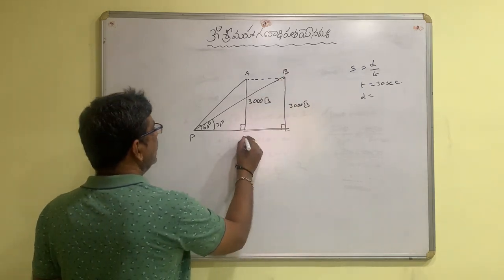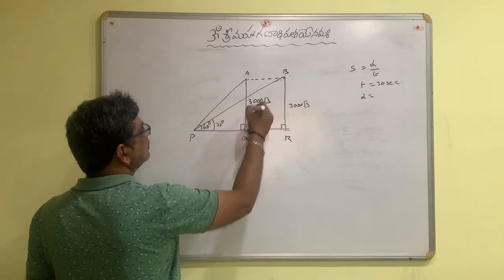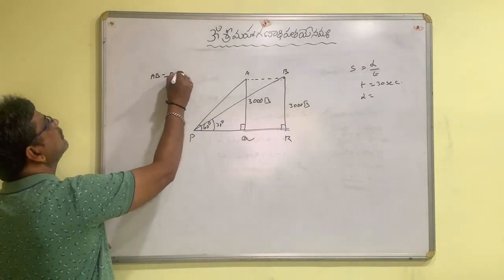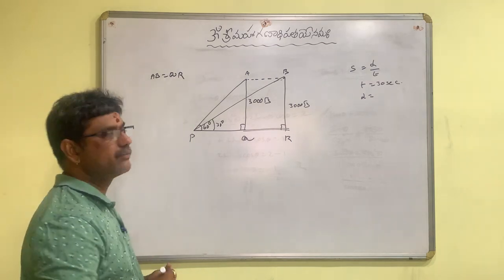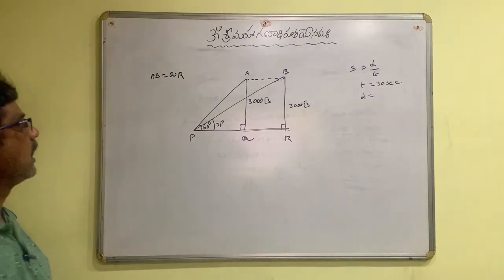Okay, I name this one as Q, this one as R. So AB is nothing but QR. Here AB is equal to QR. So we need to find out QR.